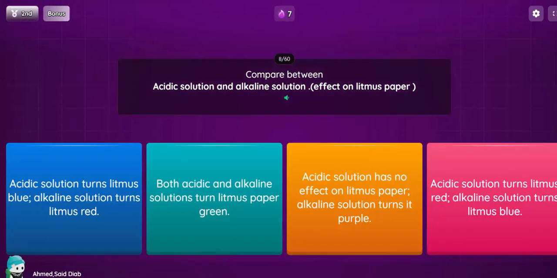Question. Compare between acidic solution and alkaline solution, effect on litmus paper. Option 1, acidic solution turns litmus blue, alkaline solution turns litmus red. Option 2, both acidic and alkaline solutions turn litmus paper green. Option 3, acidic solution has no effect on litmus paper, alkaline solution turns it purple. Option 4, acidic solution turns litmus red, alkaline solution turns litmus blue.